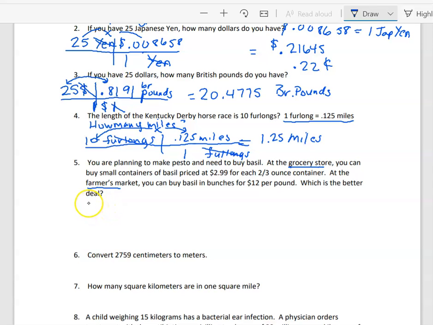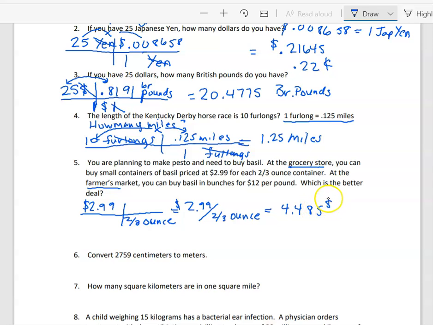Well, if I take my $2.99, right now what I know is that for 2/3 of an ounce, this would give me dollars per ounce if I did this calculation. So if I take $2.99 and divide it by 2/3 of an ounce, we're going to get $4.485 per ounce.